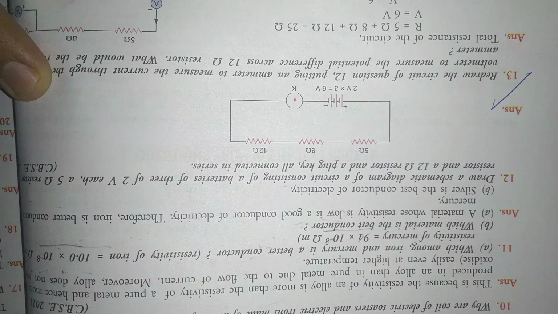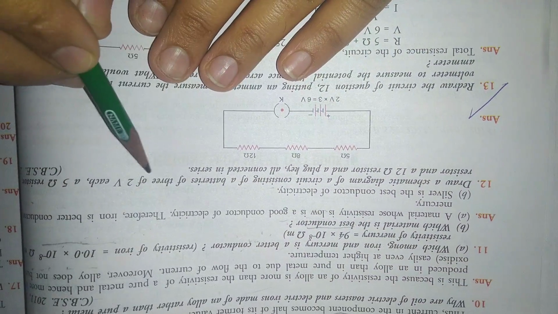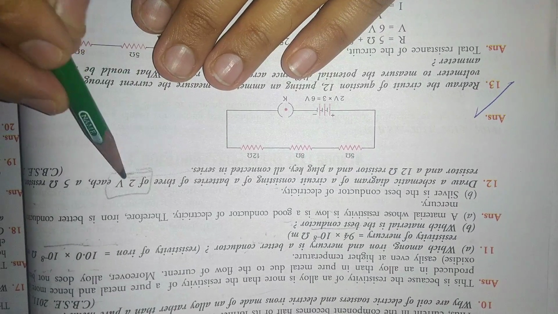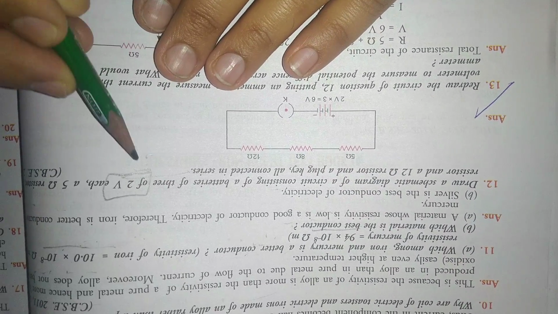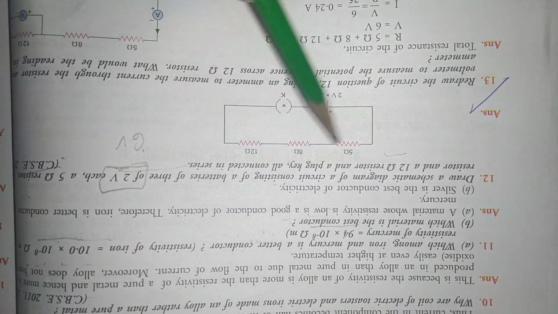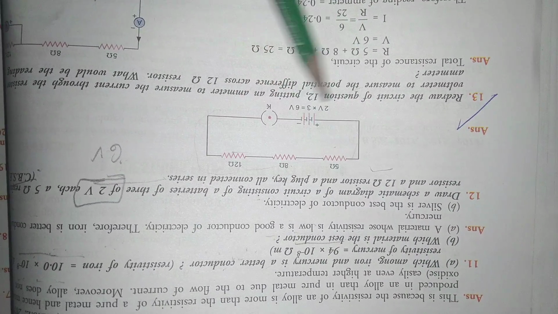In the 12th question, you have to draw a schematic diagram for a circuit containing a battery of three cells. Each cell has a capacity of 2 volt. It means the total voltage will be 2 into 3, that means 6 volt, and a 5 ohm resistor, an 8 ohm resistor and a 12 ohm resistor. It means the 3 resistors are to be there, 5 ohm, 8 ohm and 12 ohm, and a plug key is also to be given over here, and they are all connected in series.